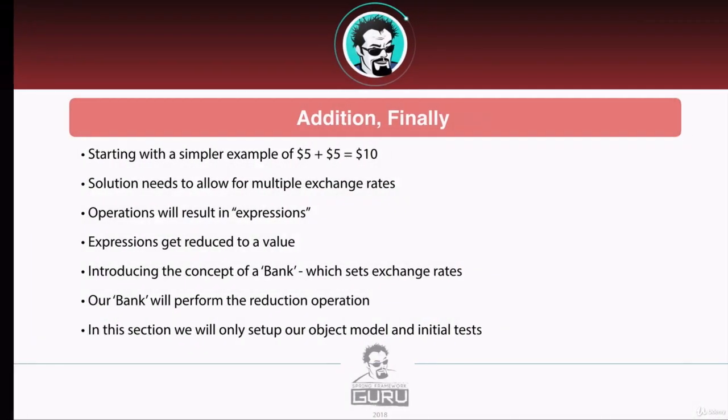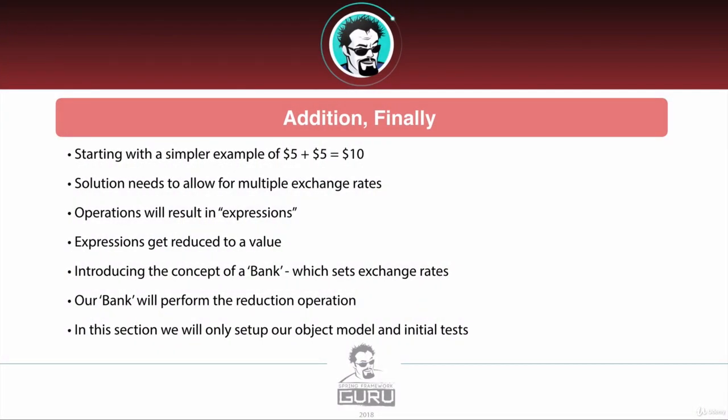Now, in this section, we need to take a closer look at how we're going to be doing addition. And we're going to start off with a much simpler example, and we'll just look at addition with the same currency of $5 plus $5 equals $10. So we'll be using that as our example. So we want to get that working.